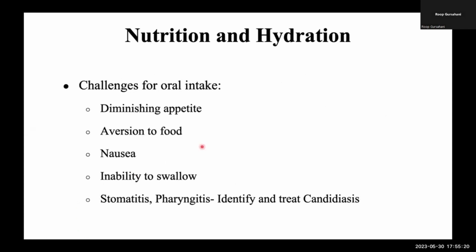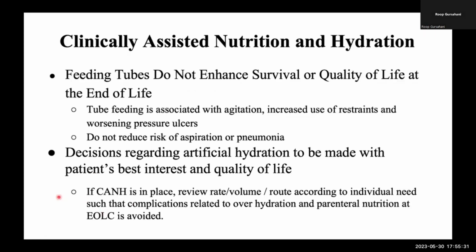One of the major challenges is of oral intake. Appetite goes, there is aversion to food. In addition, there may be stomatitis and pharyngitis and so on. And families have to understand that feeding is no longer a priority. People do insist on feeding tubes, but they do not enhance survival or quality of life at the end.